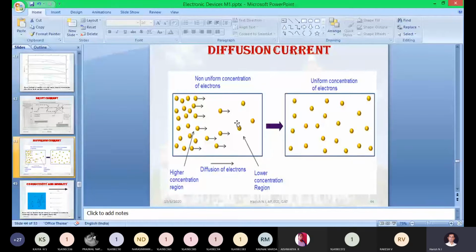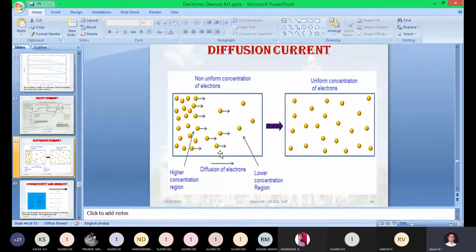Now what happens at 0 degree Kelvin? The electrons there have some kinetic energy. Due to that kinetic energy, all the electrons will be moving randomly. There is no particular destination. They simply roam randomly in that material. Correct?